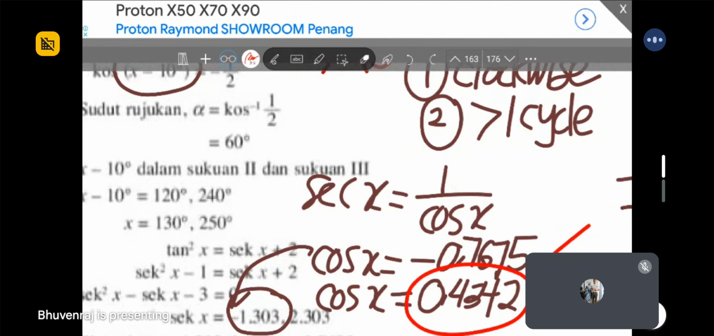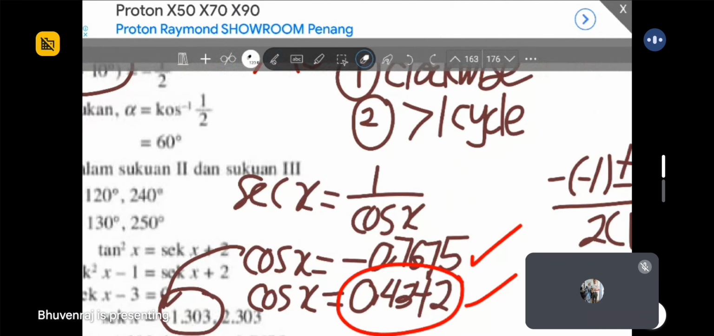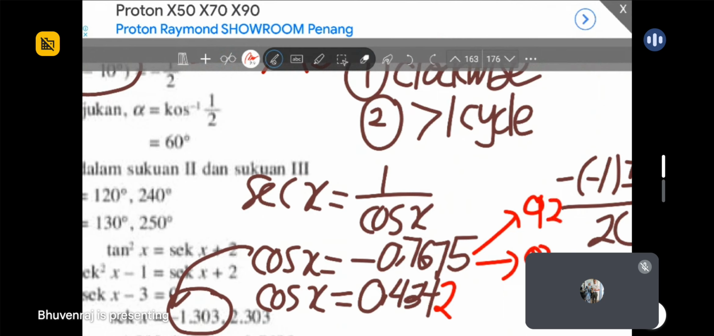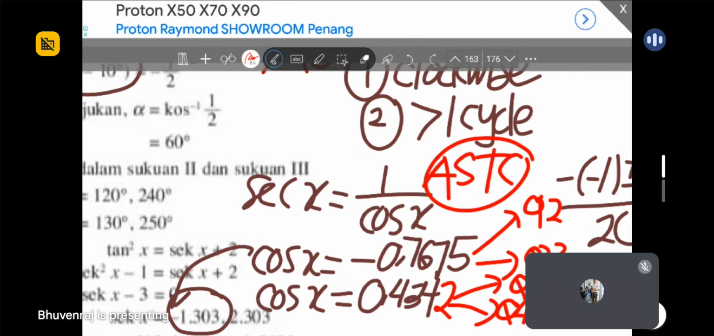What can you do? Okay, so you can think and see what quadrant, sukuan apa semua yang ni. Okay, so if cos is negative, what is the possible quadrant? Okay, so dia boleh jadi quadrant 2 and also quadrant 3. Okay, if cos positive, what quadrant? Quadrant 1, quadrant 4. Okay, just remember ASTC untuk ingat dengan senang.